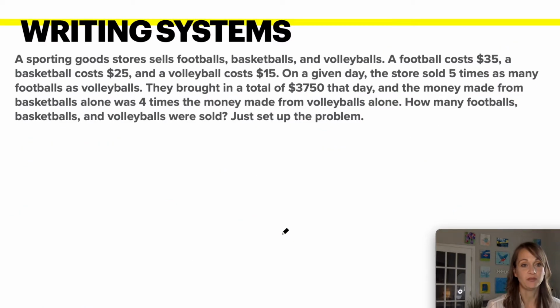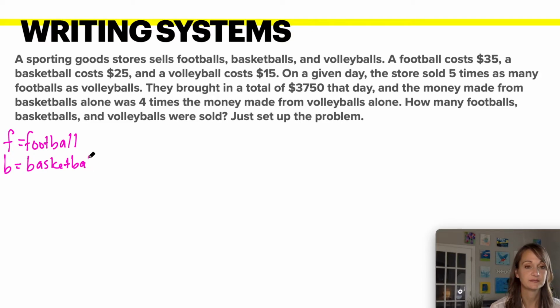For a word problem, a sporting goods store sells footballs, basketballs, and volleyballs. A football costs $35, a basketball costs $25, and a volleyball costs $15. On a given day, the store sold 5 times as many footballs as volleyballs, and they brought in a total of $3,750. So I'm going to say the F stands for football, B stands for basketball, and V stands for volleyball.